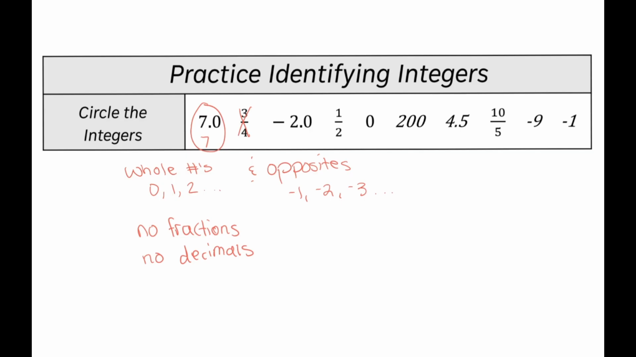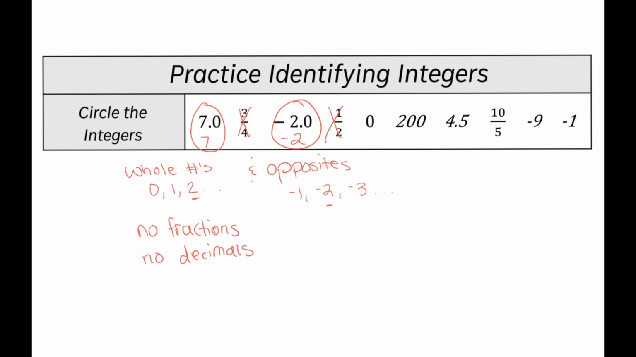-2.0. So here we have a negative, and we also have a decimal. That 0 holds no value. So this is the exact same thing as -2. -2 is the opposite of 2. Okay, so remember, integers are whole numbers and their opposites. So we have 2. The opposite of that is -2. That is an integer. The next one says 1/2 or 1 out of 2. That is less than 1 whole. That is not an integer.